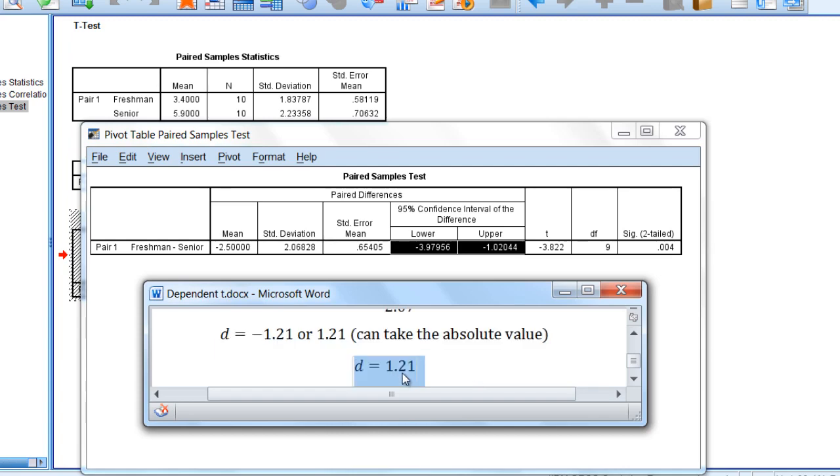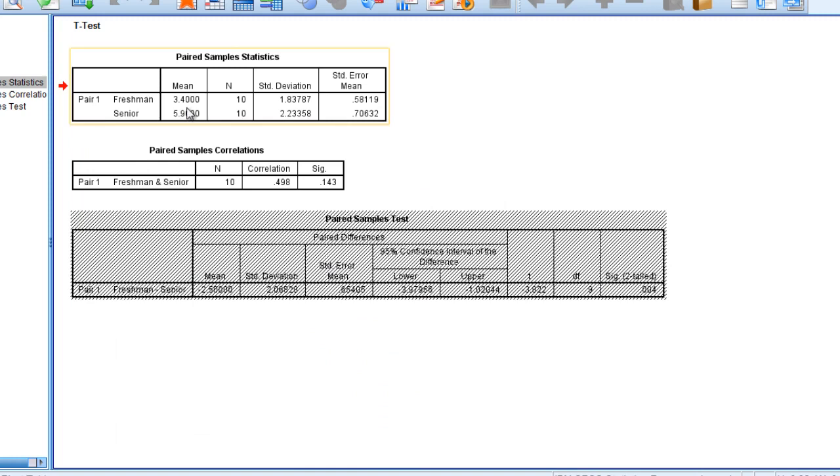And a d of 1.21 means that there is a 1.21 standard deviation of a difference between the senior and freshman year means. So the seniors were 1.21 standard deviations higher in terms of their openness to e-texts than were freshmen.